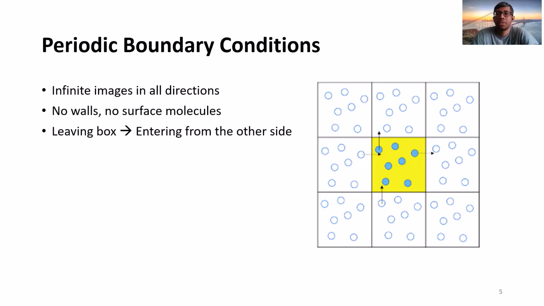Think about a 3D cube in which at the center there is a central box in which the actual simulation is happening, and all the other boxes are copying what is happening at the central box, and there is no wall and no surface molecule. If it happens for an atom to leave the box from one side, it will enter the other side and it will keep the system as it was. So that's how periodic boundary conditions work.